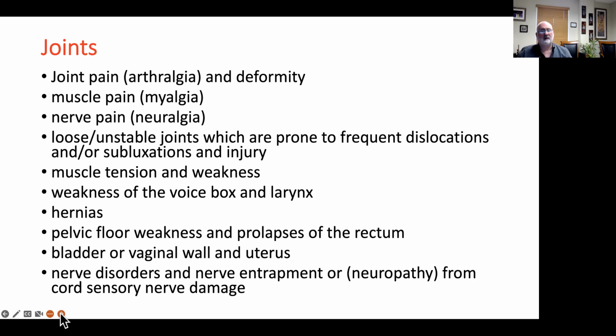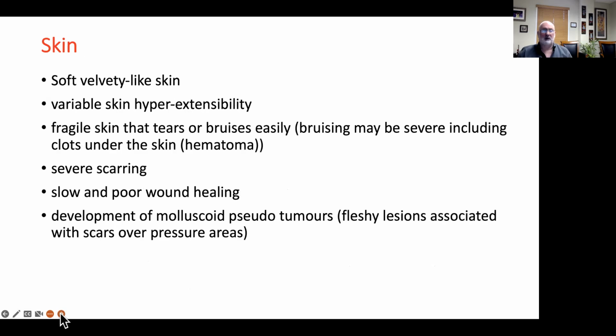Do you have hernias, prolapses? Is there any nerve damage anywhere? So what I try to do is go from head to toe. Most people who have autonomic nervous system disorders and EDS have headaches. Unfortunately, the headaches can be multifactorial.